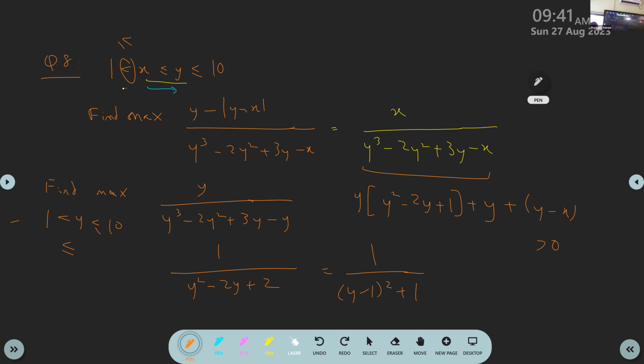Any other question to be discussed? 18? There are so many ways to do question 18. You can apply cosine rule, or you can find the height by the 30, 60, 90 rule.